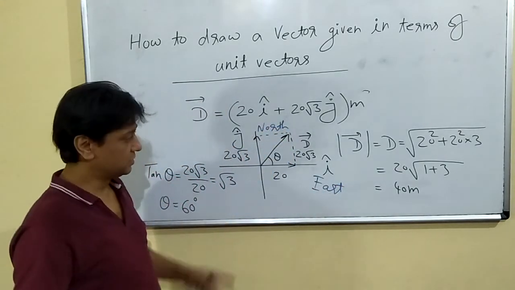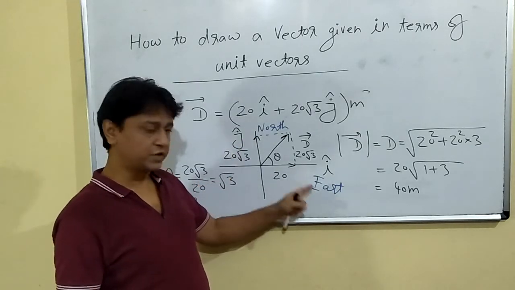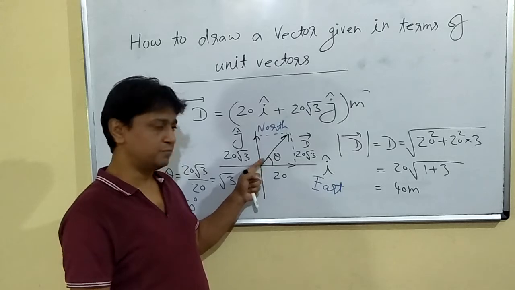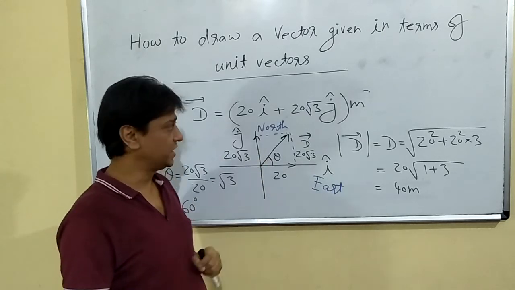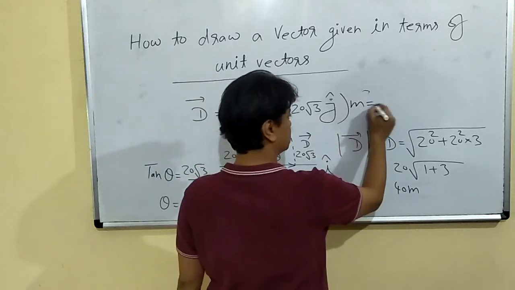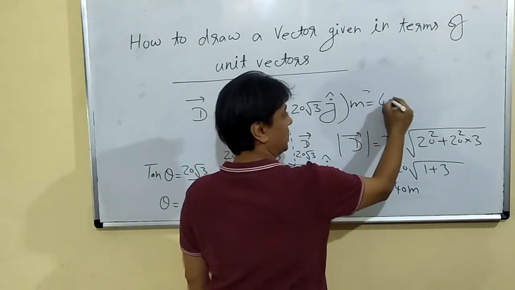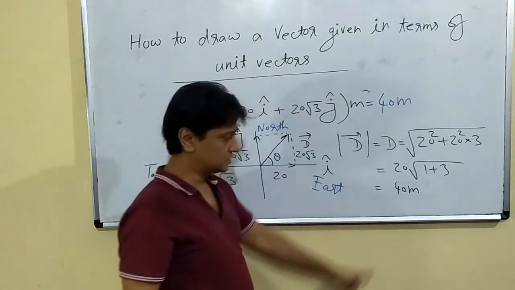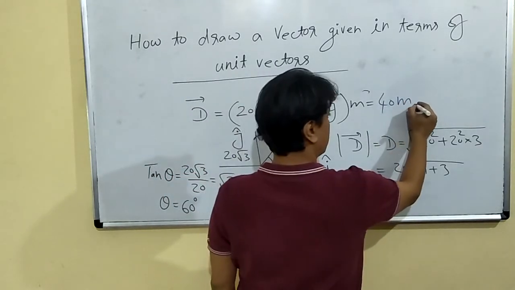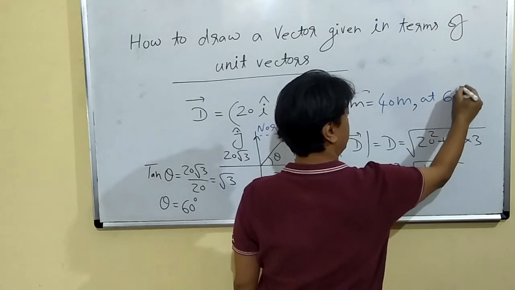But now remember, this is not northeast. For northeast, you know that this theta must be exactly 45 degrees. Then how do you define this vector? We say something like this. This displacement has a magnitude of 40 meters at an angle of 60 degrees.